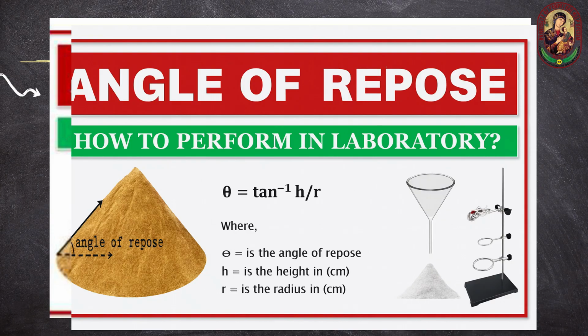Technically, the angle of repose, theta, is determined using the formula theta equals tan inverse of h over r, where h is the height of the pile and r is the radius of the base. In the lab, we let the powder fall gently through a funnel, forming a cone-shaped pile. The steeper the angle, the poorer the flow. Pero kung mababa ang angle, ibig sabihin maganda ang fluidity ng powder. Perfect for granulation and tablet manufacturing.